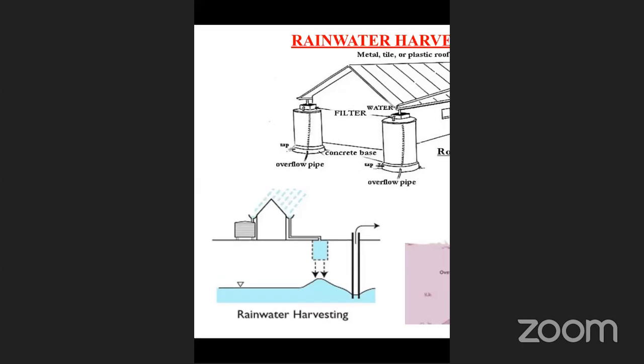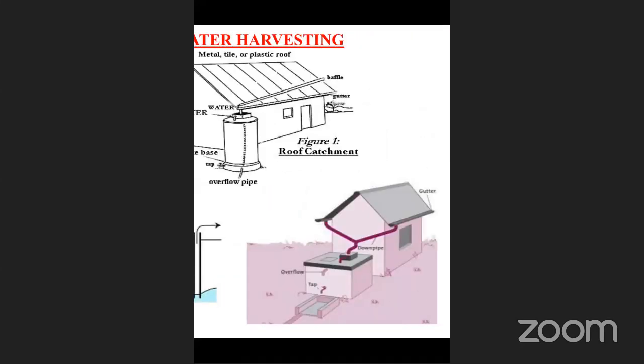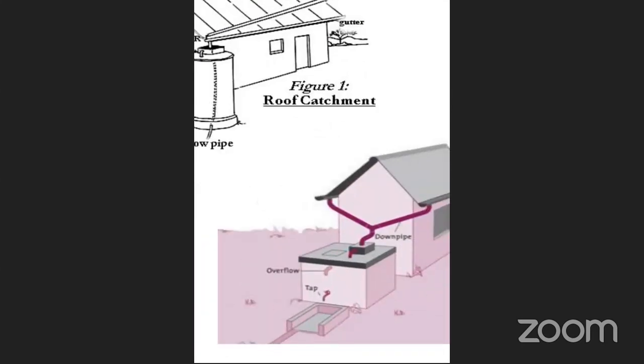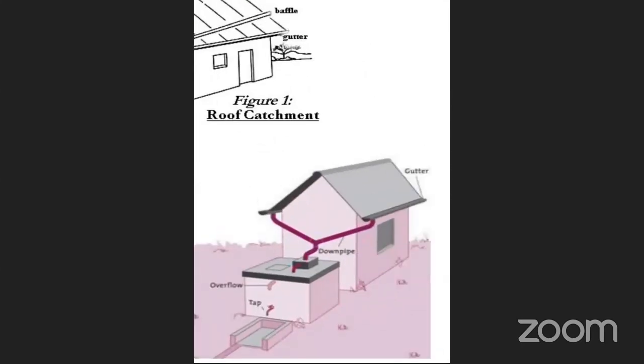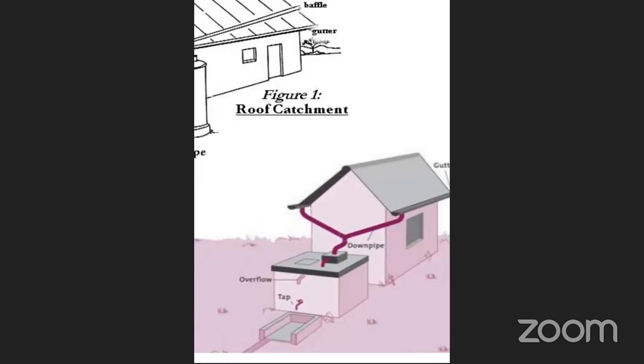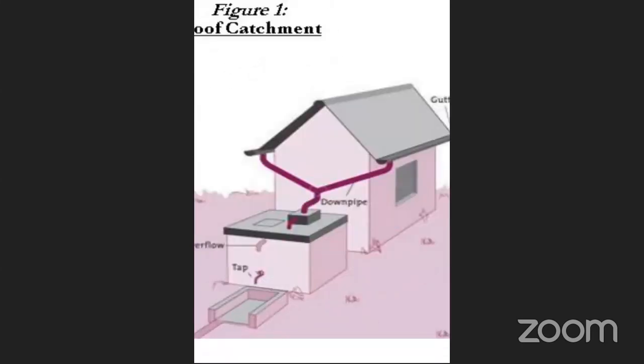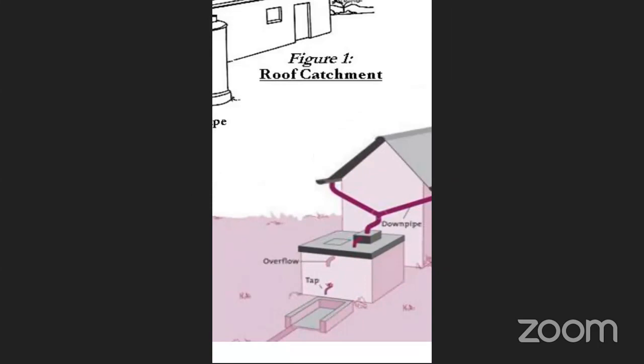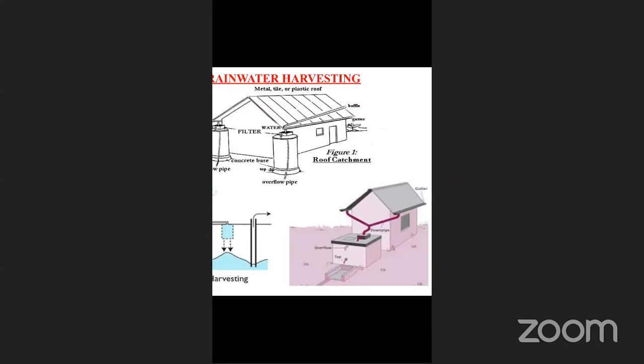Okay. See here. Again, there is a picture of water harvesting and the house. These are the pipes that are storing the water here. The picture is clear now. Rainwater harvesting, all of you. Yes, ma'am. Okay.